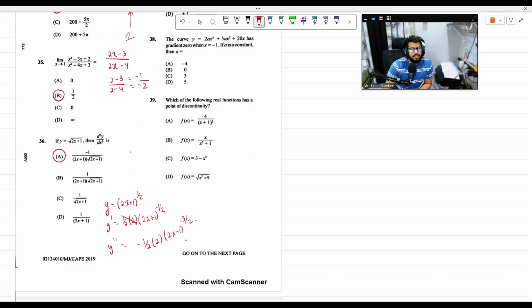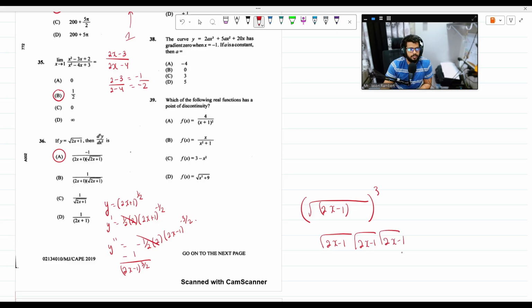Alright, and just to do the rest of the working for this, I'll get minus 1 over 2x minus 1 to the power of 3 over 2, which is going to be the square root, I'll put it outside here, of 2x minus 1 all cubed, and I can put the cubed on the outside or on the inside. So that's going to be the square root of 2x minus 1 times the square root of 2x minus 1 times the square root of 2x minus 1. This is going to be 2x minus 1 by the square root of 2x minus 1, which further solidifies that A is my answer.